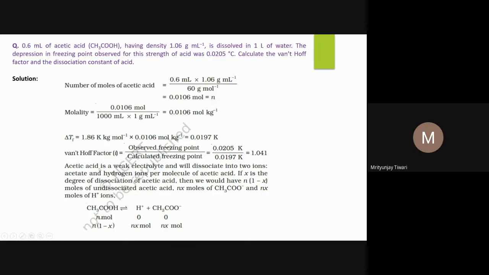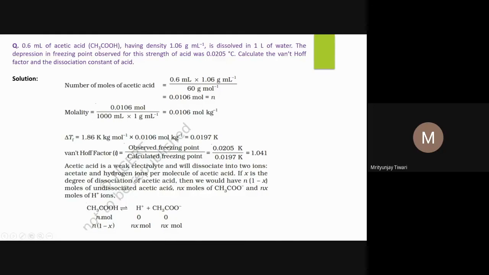So acetic acid is a weak electrolyte. And 1.041 minus 1 is 0.041. So this is a weak electrolyte, and only around 4% is dissociating. Acetic acid is a weak electrolyte and will dissociate into 2 ions, acetate and hydrogen ions, that is, a proton per molecule of acetic acid.